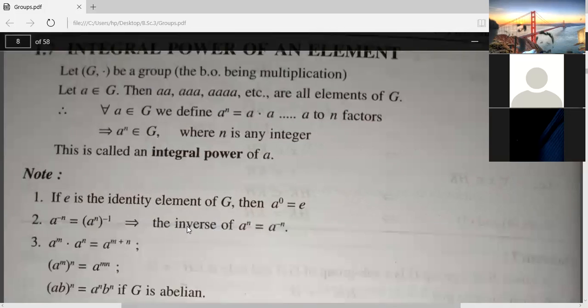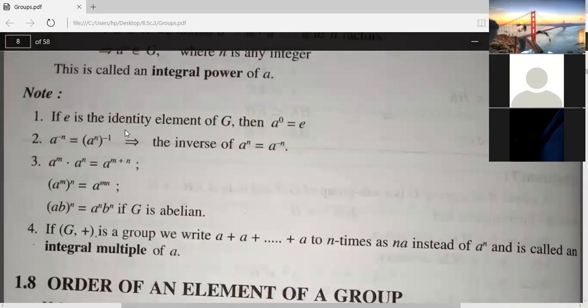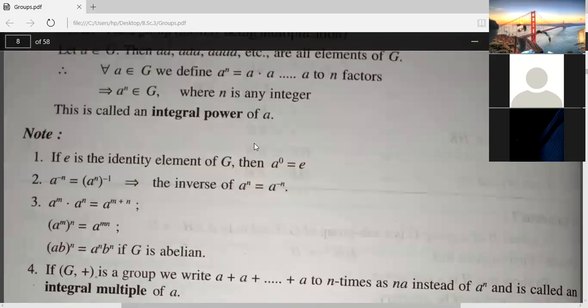Okay, now the note. This is the definition. Just remember here, a is an element of G. However many times you multiply, the result also belongs to G. Now the note: here e is the identity element of G. a to the power 0 is equal to e. Identity element of G means, here dot is the multiplication. I've already told you, whenever you have the plus sign, 0 is the identity element. Whenever you have the dot, 1 is the identity element.